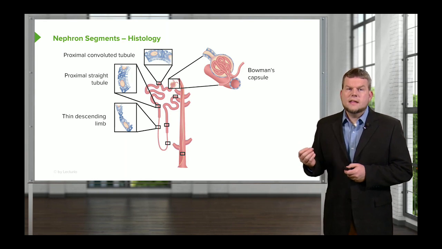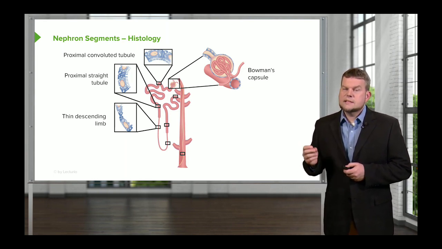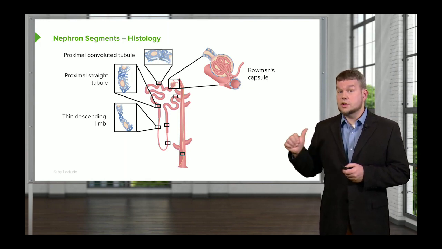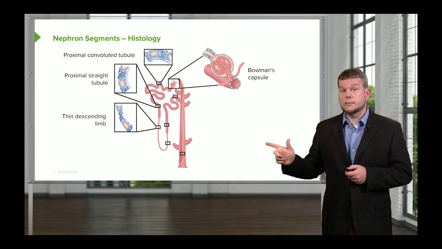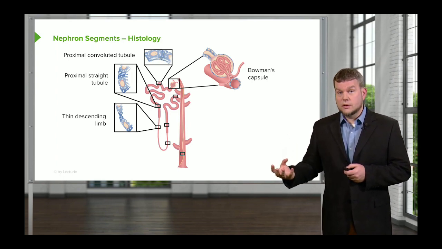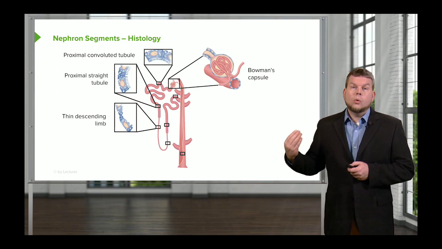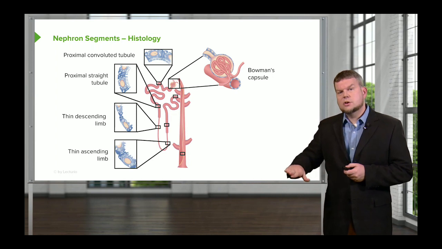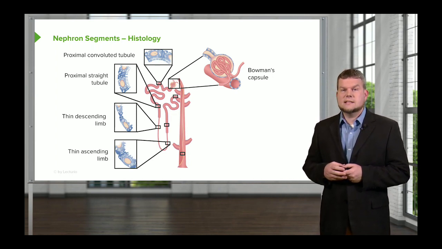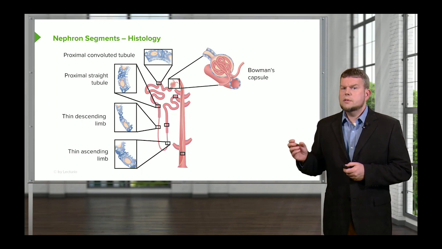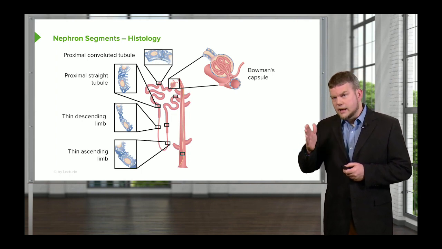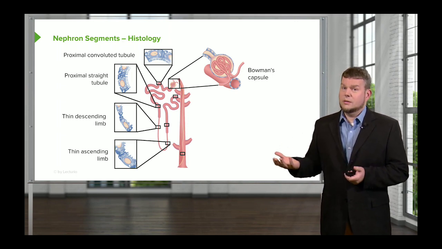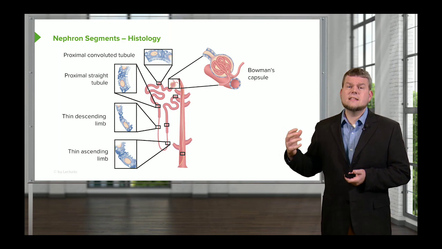Then we go into the thin descending limb. Now, this thin descending limb will vary in terms of its length depending upon if you're a juxtaglomerular nephron or a cortical nephron. Its primary purpose, though, is to allow water to move out. You go through a hairpin turn and then you enter the thin ascending limb. So you notice that both of these, thin descending, the hairpin turn, and the thin ascending, all are called thin. Why? Because they're shorter or less thick.